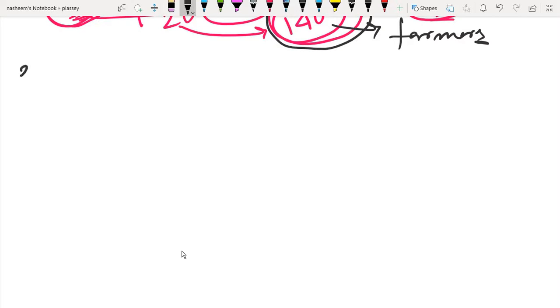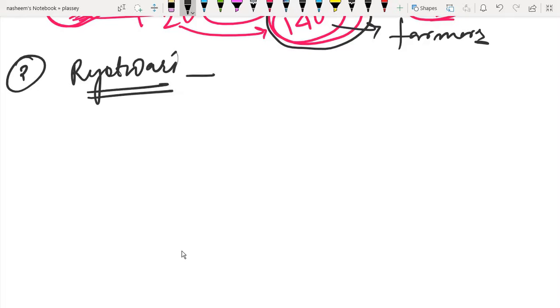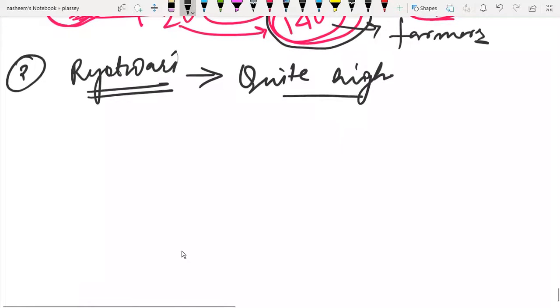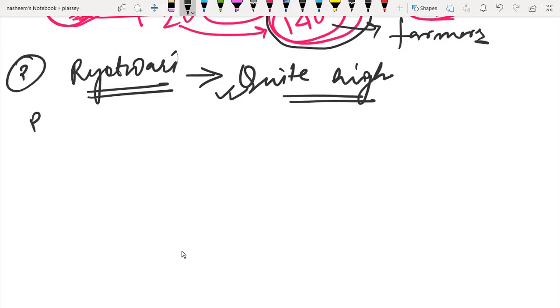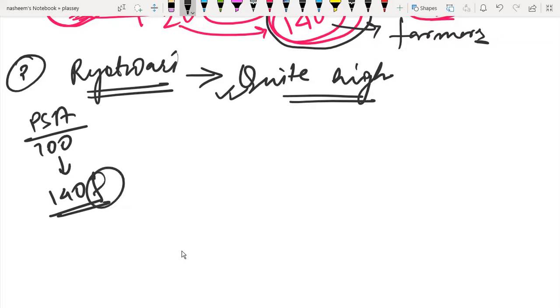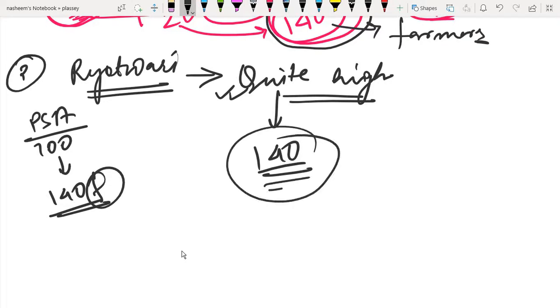Now, the second point. First we had that it is too exploitative. The second point was that the revenue demand was quite high in some areas, say in the Ryotwari area. In Ryotwari especially it is quite high. यहाँ सबलेट का चक्कर नहीं है, लेकिन यहाँ पहले से ही क्वाइट है। What happened in the Permanent Settlement Act was that 100 रुपए का जो चीज था वो लास्ट में 140 रुपए पे करना होता था फार्मर्स को, यहाँ पहले से 140 करके रखा हुआ है, तो they are paying very very high.